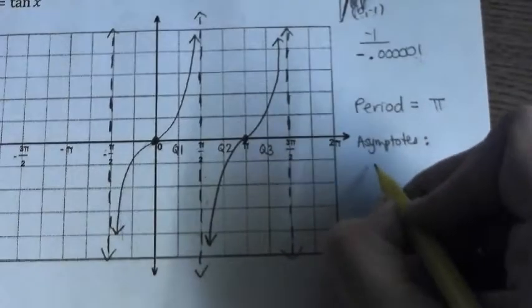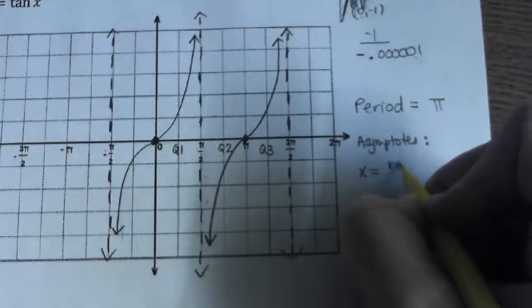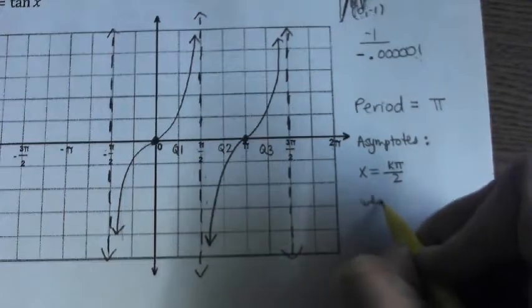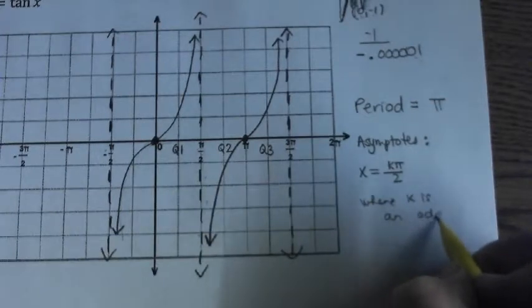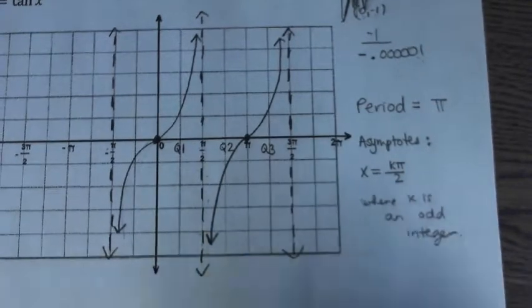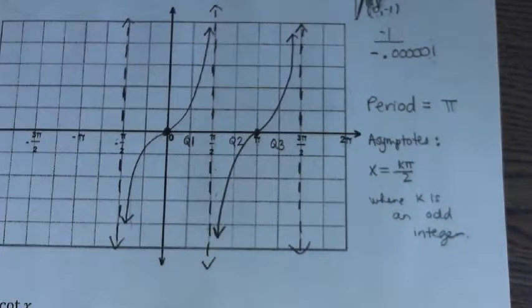But if you wanted to write it, it's at x equals k pi over 2, where k is a what? I'm going to go with odd integer, just to make sure we only state that, which I know is what you meant. So your asymptotes are at x equals k pi over 2, where k is an odd integer. K could be a positive 1, positive 3, positive 5, negative 1, negative 3, negative 5. Does this make sense? Okay? So these are the key features of the tangent parent graph.